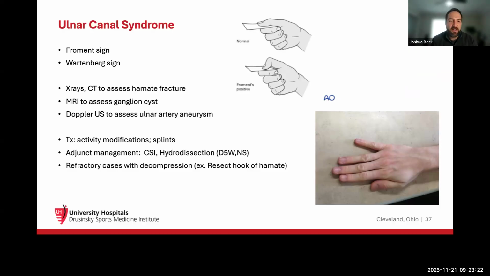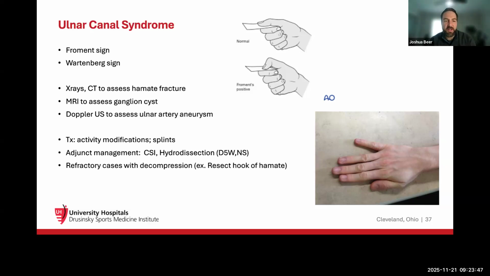Imaging is not necessary. However, especially if it's an acute injury, you're probably going to get X-rays, or a CT scan if you're highly concerned for hamate fracture. If an MRI is obtained, it may show a ganglion cyst compressing it. Another thing that can cause it is an ulnar artery aneurysm, so getting a Doppler ultrasound to assess for that may be warranted.